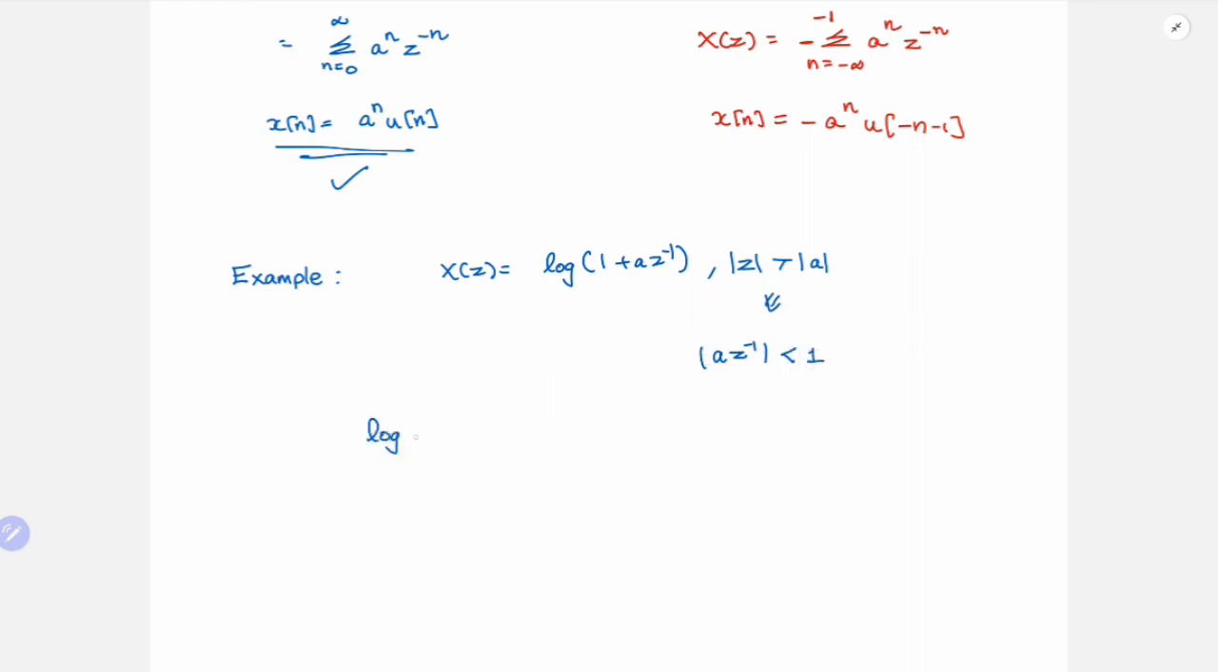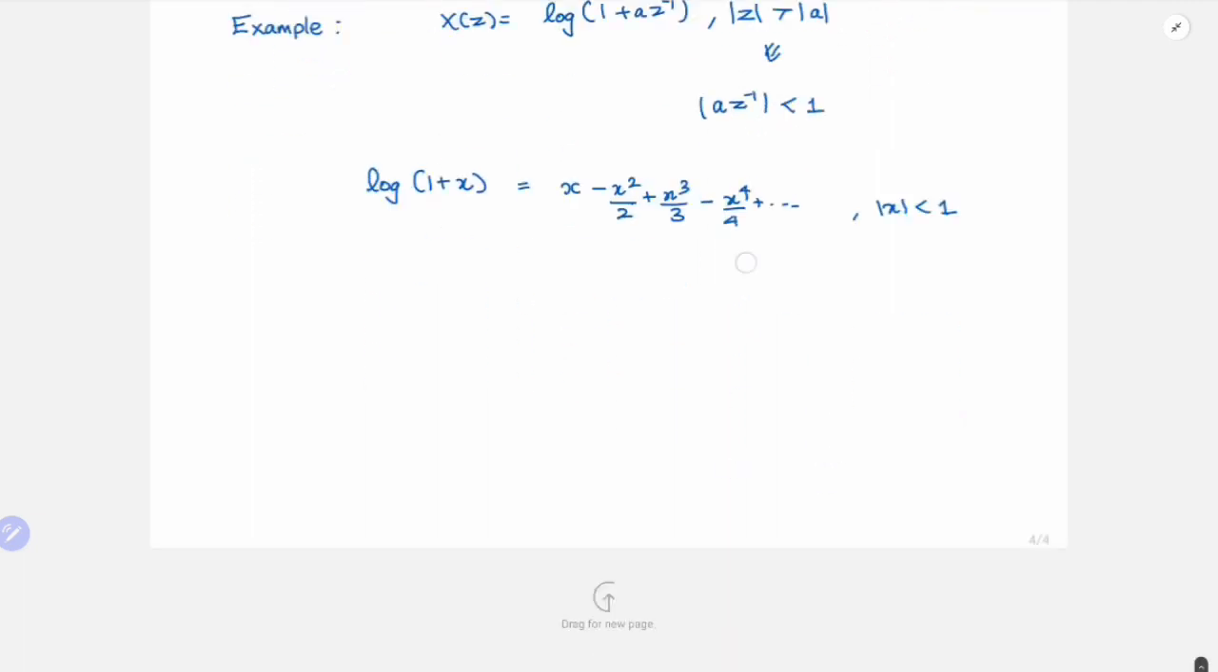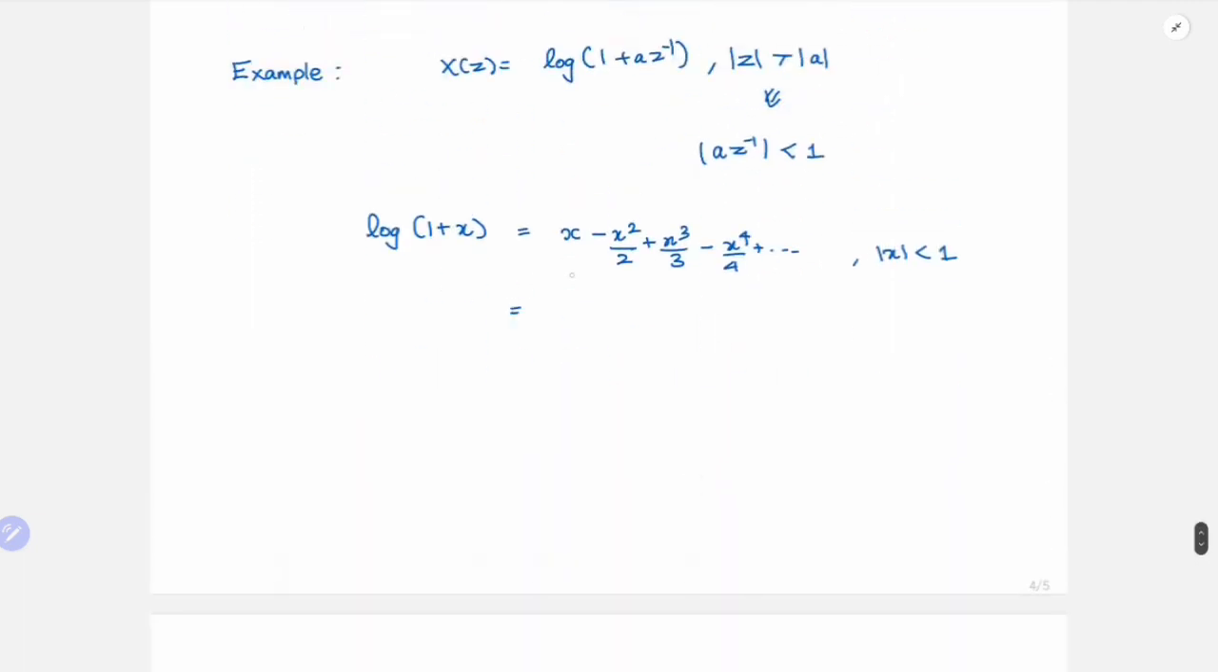So if you have this log function, log of 1 plus x, and if you have mod x less than 1, we'll have x minus x square by 2 plus x cube by 3 minus x power 4 by 4 plus and so on, for your mod x less than 1. Because otherwise there is no way of proving whether this will converge. Only if this is less than 1, it will converge. Okay. So then you can write it as summation n equal to 1 to infinity minus 1 whole power n plus 1 x power n divided by n. Okay.